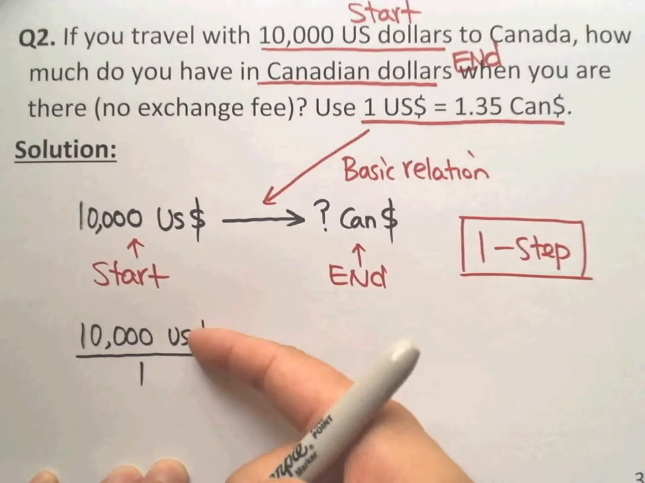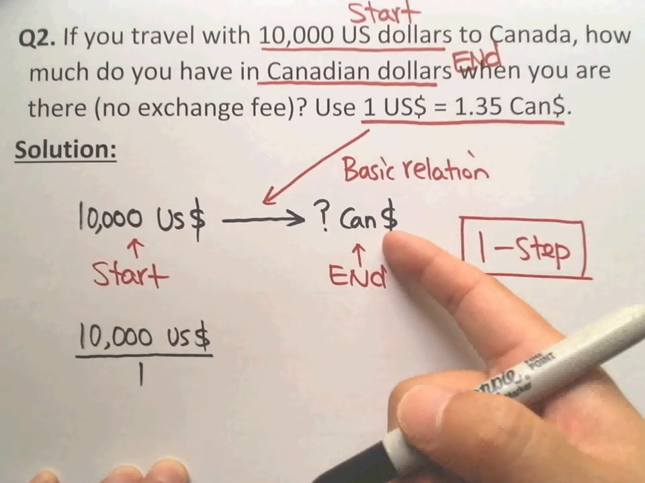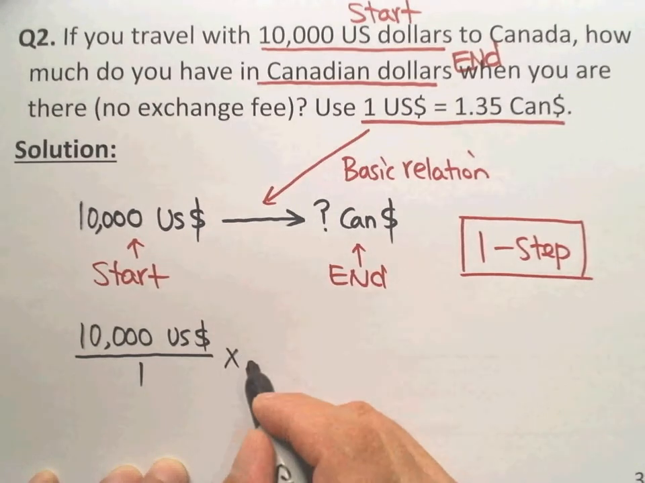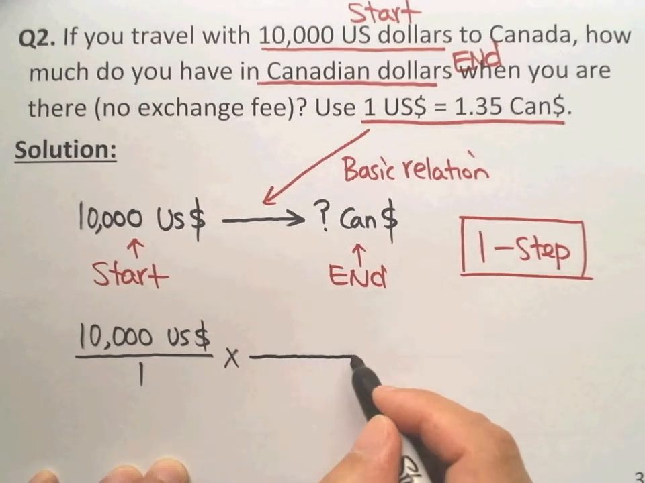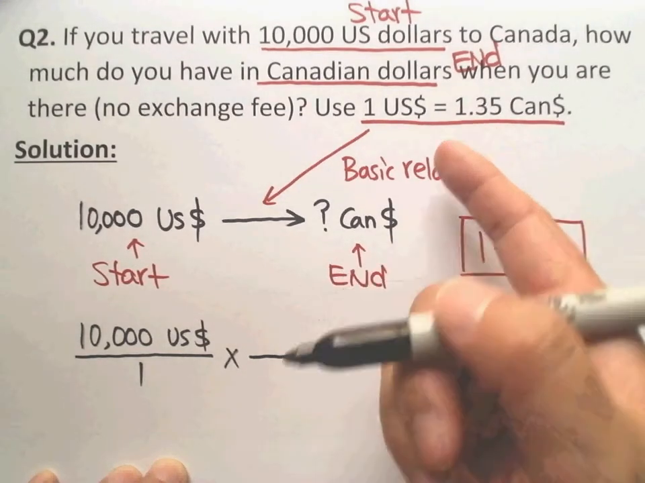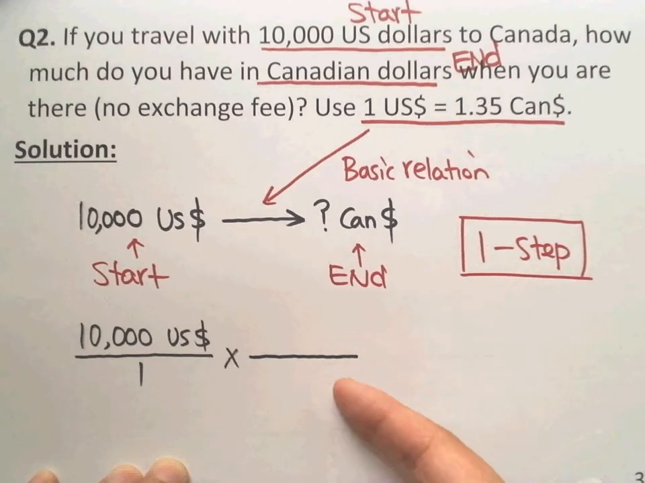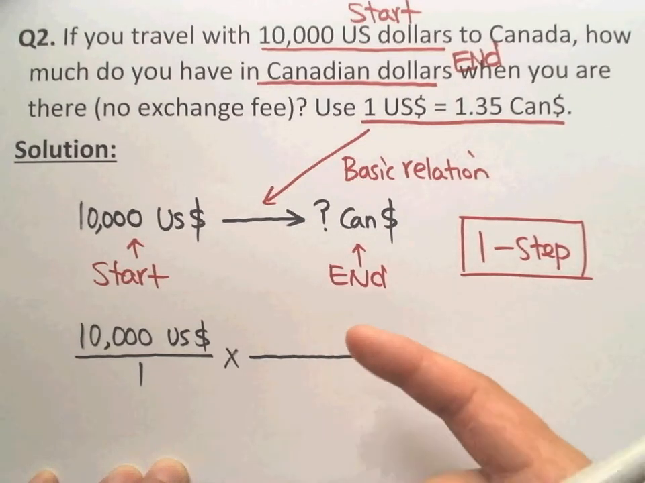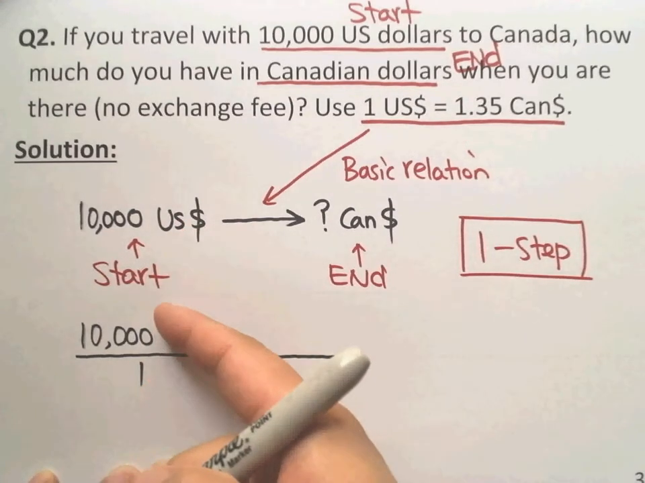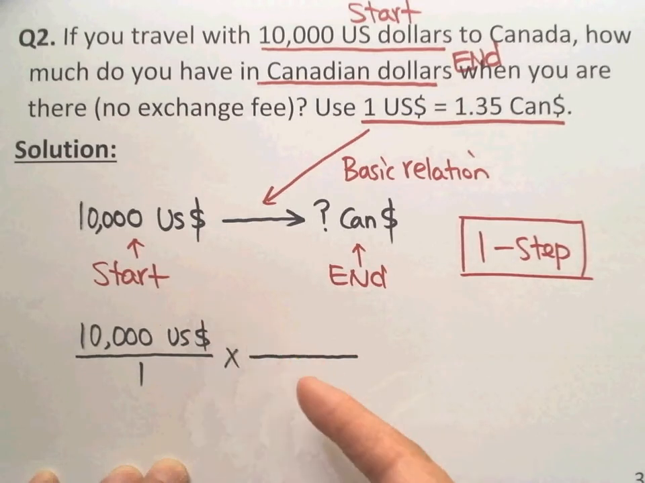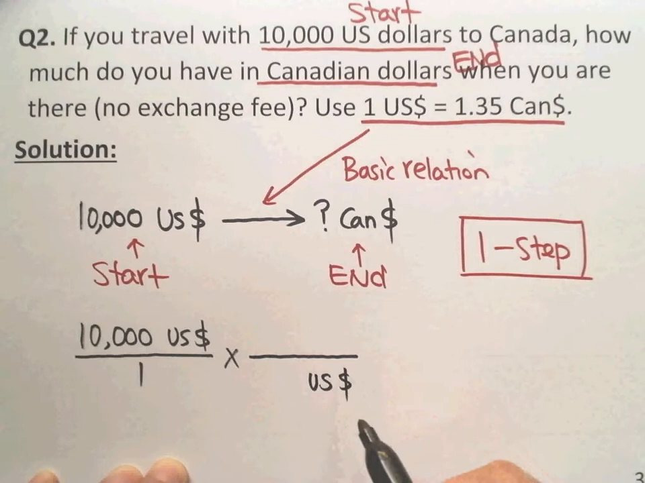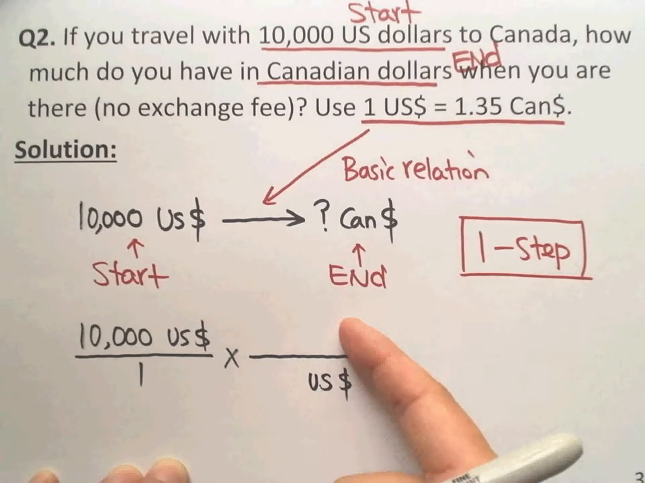Times the basic information, and cancel the US dollars. We're going to the Canadian dollars. So how to do it is times, right? Times a fraction. This is very important. How to set up the fraction is based on the basic relation, and you need to know where to put the unit. If you flip the order, you will get the wrong answer. See, US dollars is the old unit. We do not need it. We need to cancel. These US dollars are on the top, so we have to put US dollars on the bottom.